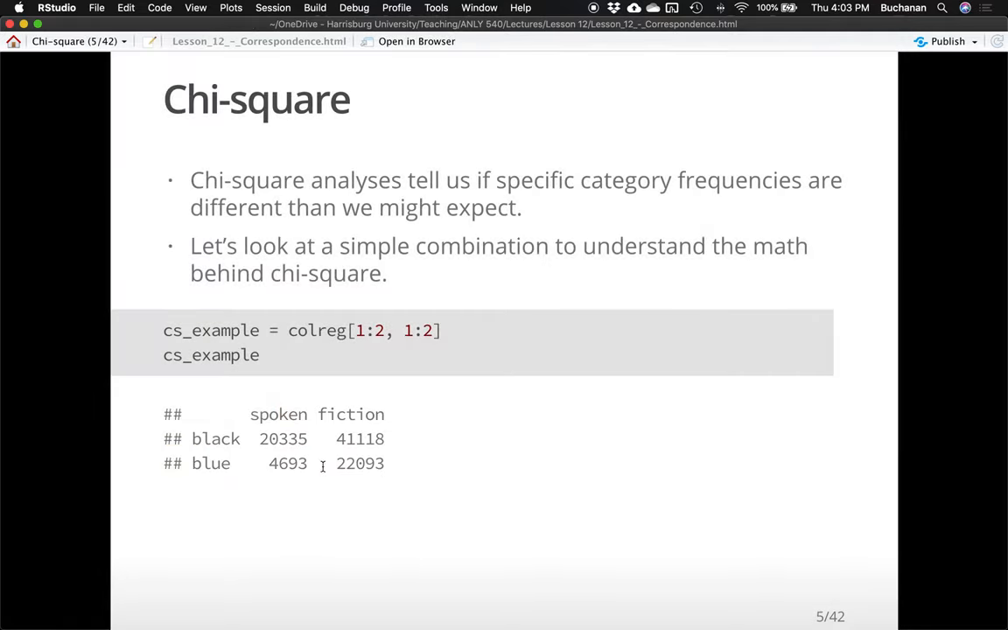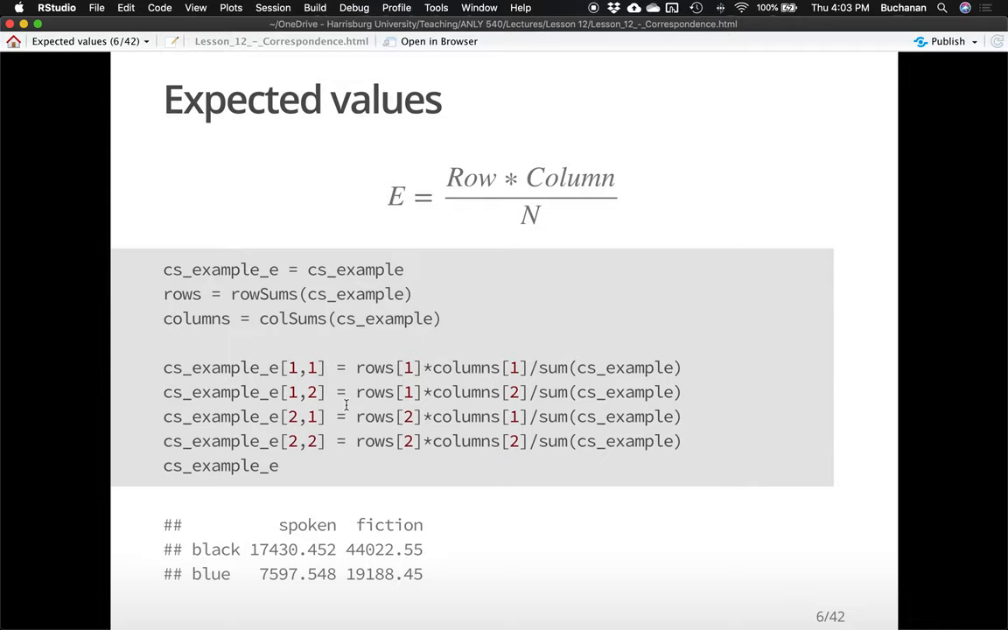We don't want to assume equality in all four cells, meaning 25% in each cell, because we already know that black is just more frequent. So we would expect more in the black row than we might in the blue row. And so by calculating this as row total times column total divided by n, we're controlling for that fact.